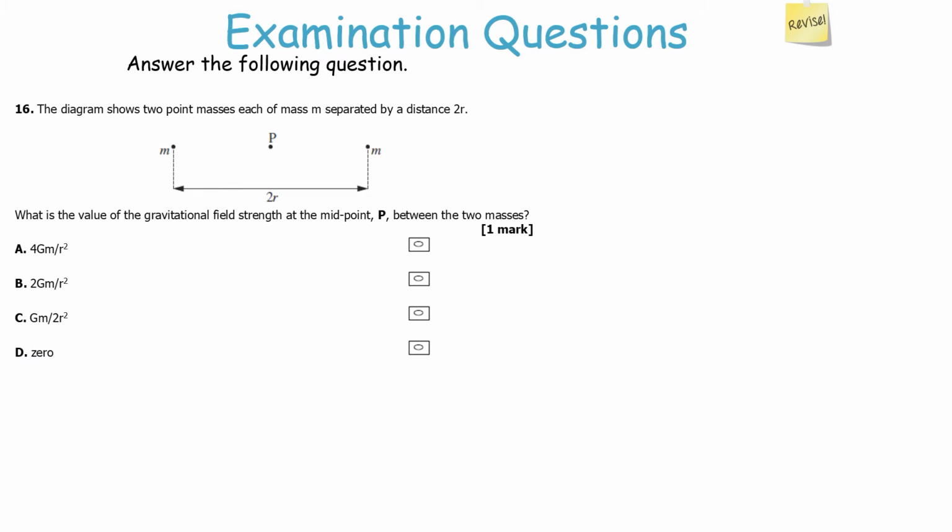Next question. The diagram shows 2 point masses, each of mass m, separated by distance 2r.